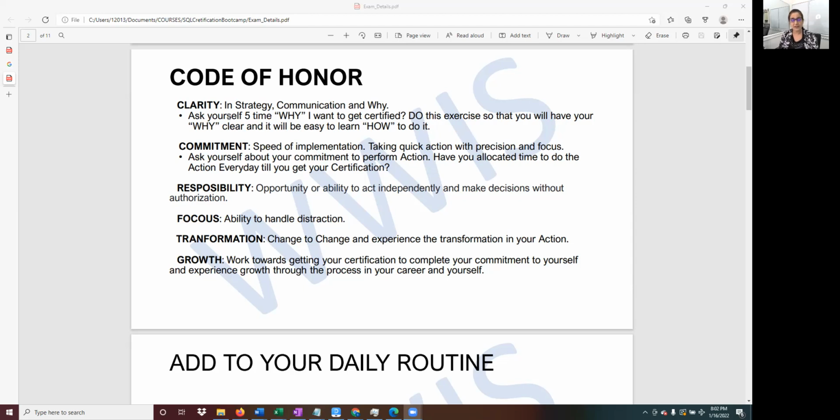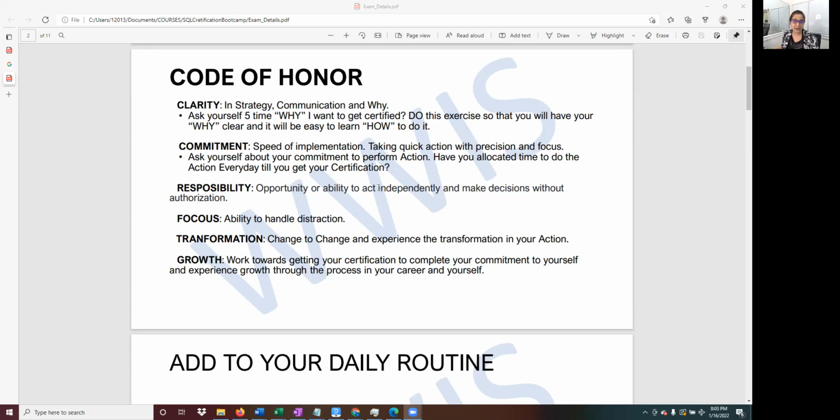Whatever your answer is, you ask again. Okay, it will be important for my job. Why is it important for my job? Okay, it will help me add this on my resume. Why is it important to add on the resume? This way you go five times until you get your clarity, and your commitment to do the regular work and implement it on a daily basis.